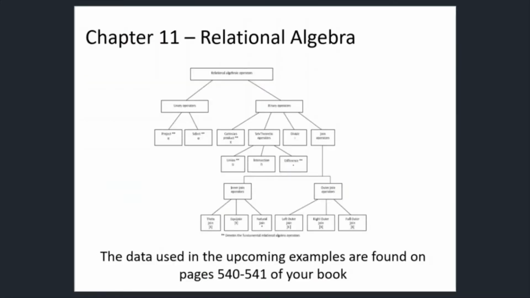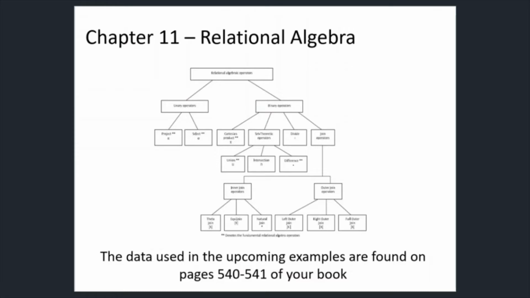Relational algebra can be found in chapter 11 of the textbook. This diagram is just showing all of the different operators found in relational algebra. So for example, there are two unary operators, the project and select operator. And then for binary operators, there are Cartesian product, there are three set theoretic operators, there are divide, and then there are several join operators.